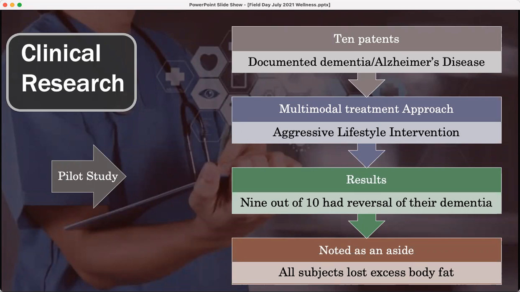And they had individual lifestyle interventions prepared for each individual person. 9 out of 10 of them had a complete reversal of their dementia. The tenth had extended, I guess, Alzheimer's disease and did not have reversal. And he was far along in his Alzheimer's disease. And then, as I mentioned previously, all of them had excess body fat loss as one of the side effects of this interventional program.